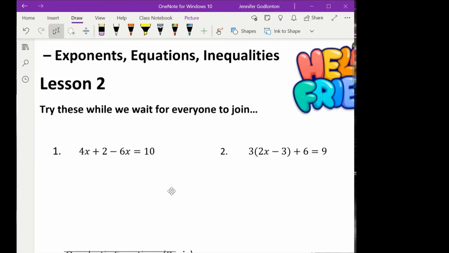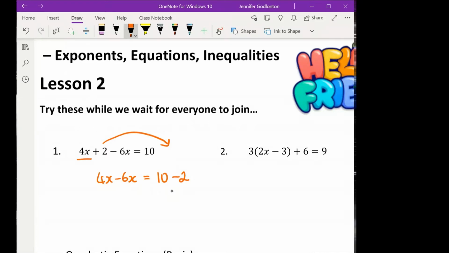So it's going to be 4x minus 6x equals 10 plus 2. What happens when we move that 2 over? It becomes a negative. Yeah, it does.